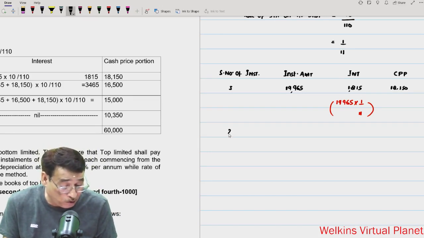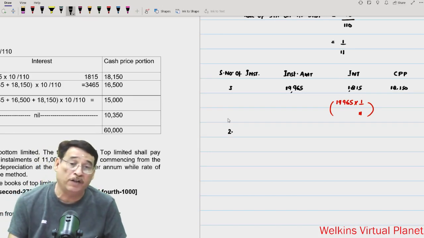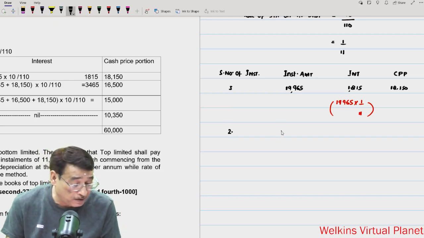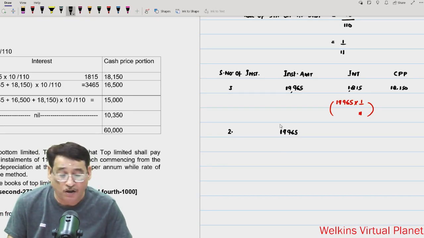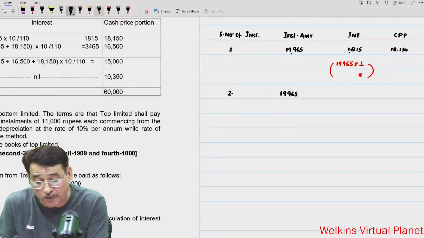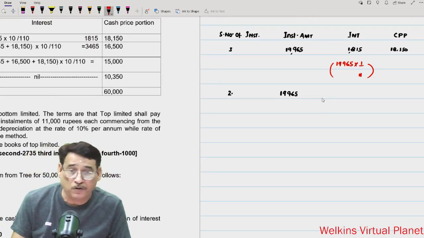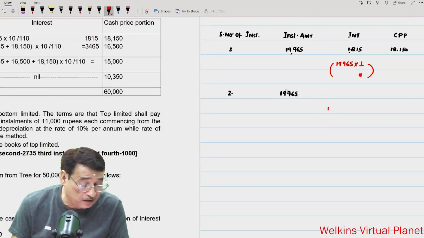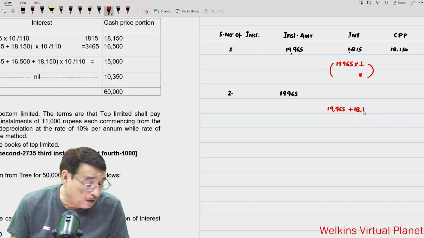Now we will come over to second installment. We have to move in reverse. Now amount of second installment is also 19,965. But when you will compute the interest on this installment, how will you do so? In order to compute the installment, see here what I am doing. First, I will write this installment amount, 19,965. And I will add to it 18,150.